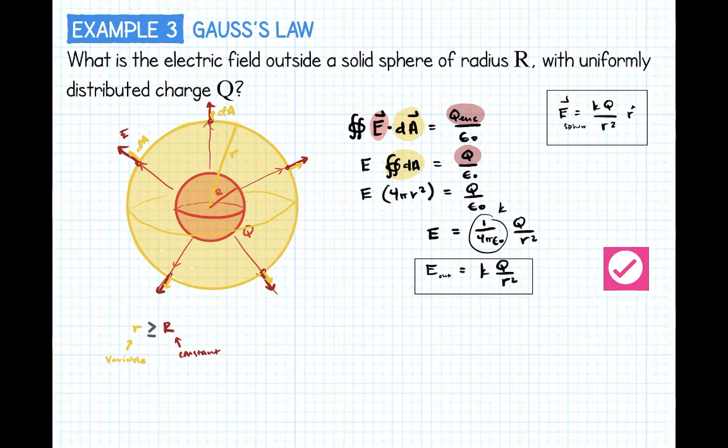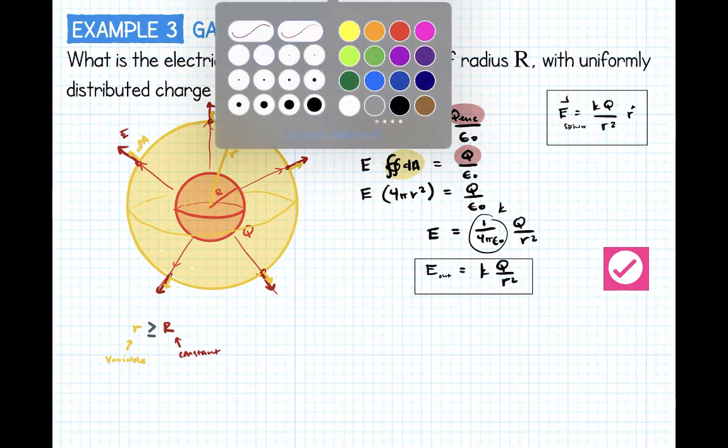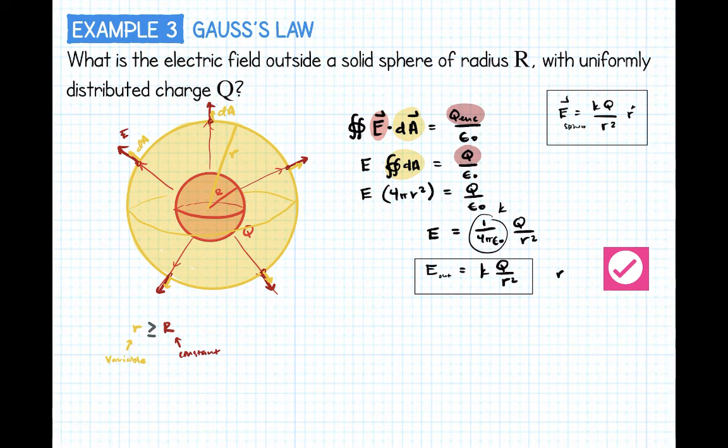So the other thing that's important to note is this is only true for r greater than or equal to R, because this was all calculated for the electric field outside a solid sphere, not inside. So now we have an expression for electric field outside the sphere. And if we want to write it as a vector, we just have to add the r hat back in.